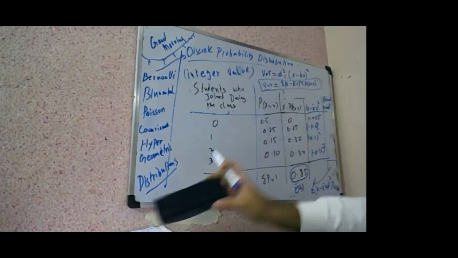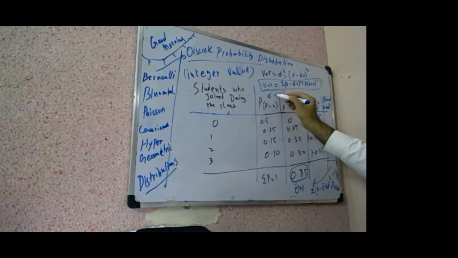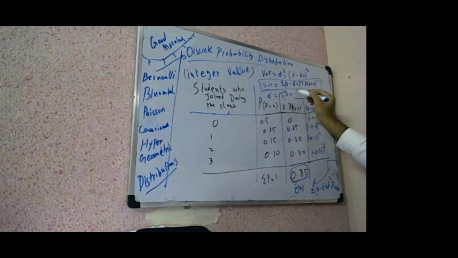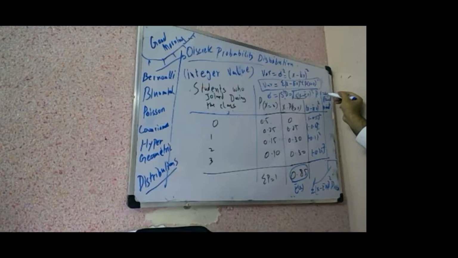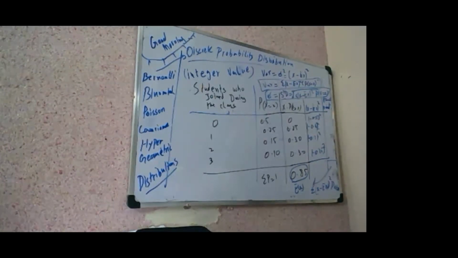So do you understand this example? So sigma equal to standard deviation is going to be the root of the sum of x minus expected value of x square times p of x equal to x. So that's how you calculate the mean, variance, and standard deviation of a discrete probability distribution.